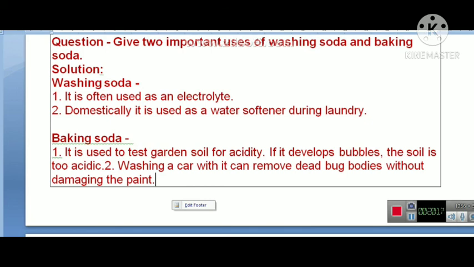These are all the question answers from the lesson Acids, Bases and Salts.